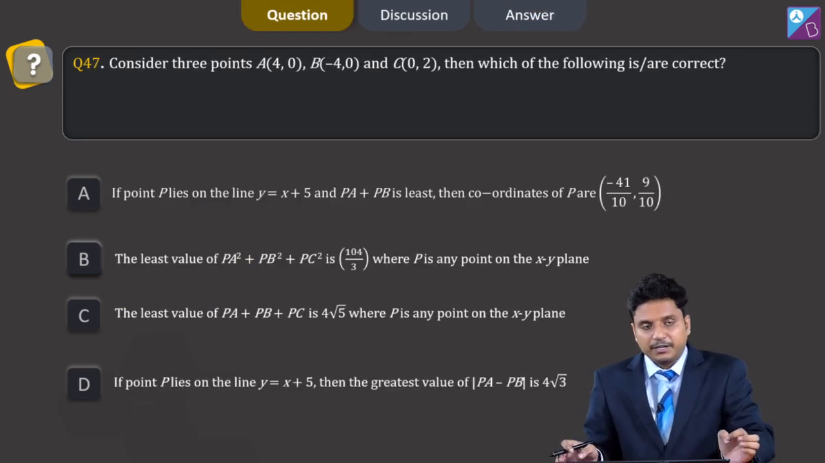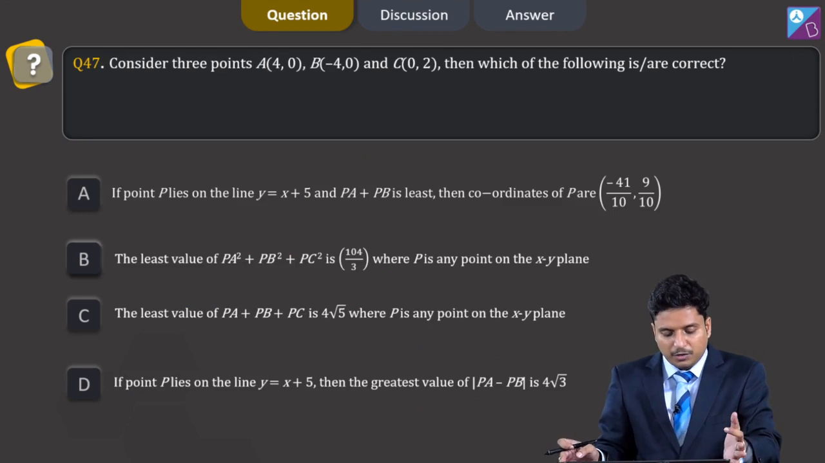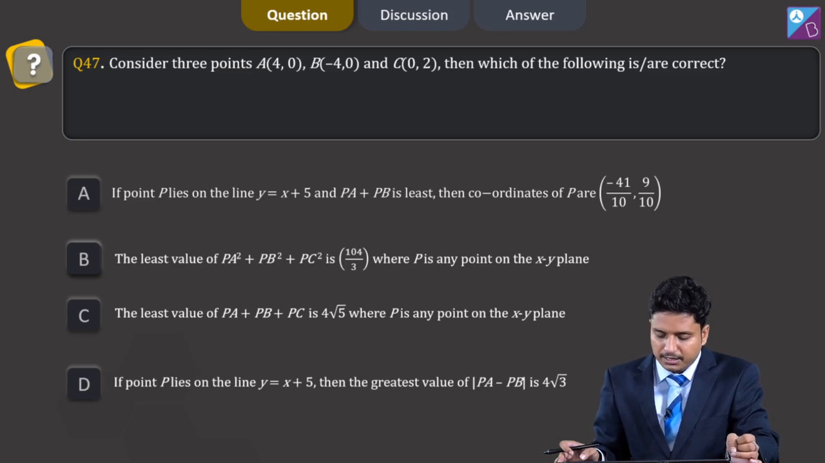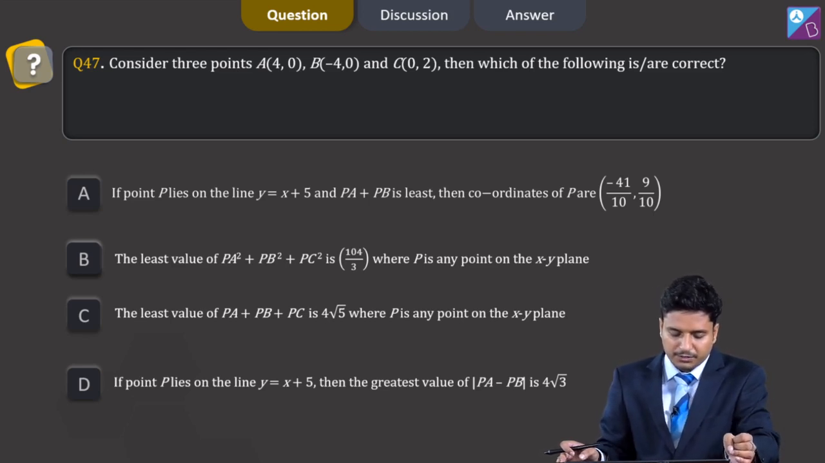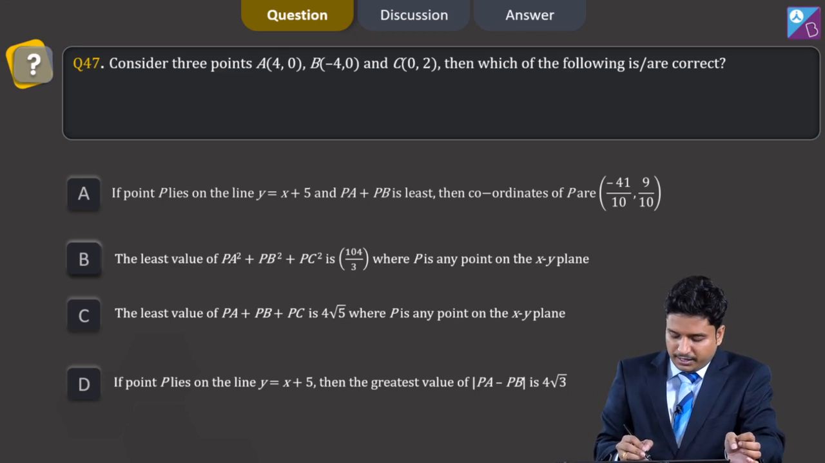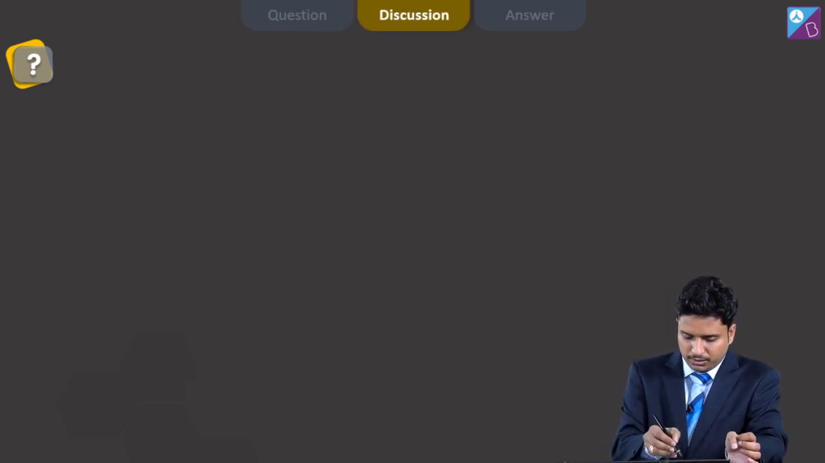Next question is a very good question in which one of the options is something that you will get to know about that concept. Consider 3 points A, B, C, then which of the following are correct? First point is, if point P lies on this line y equal to x plus 5 and PA plus PB is least, then find the coordinates of P. In this case A, B, C are given as (4, 0), (-4, 0) and (0, 2).